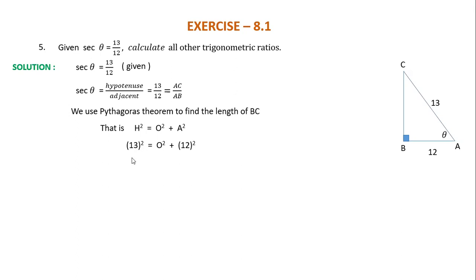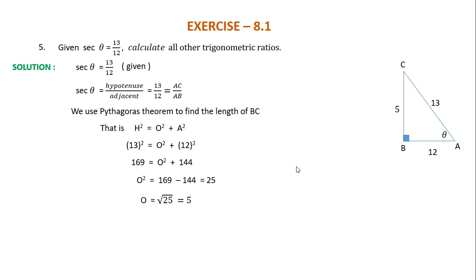So 13 square is 169. O square is equal to 169 minus 12 square, which is 144. O square is equal to 25. So O is equal to the square root of 25, that is 5. So this length is 5. Again, I tell you, the figure is not according to the measurement, it's an approximate figure to get an idea how it will look and which side will be of which length.